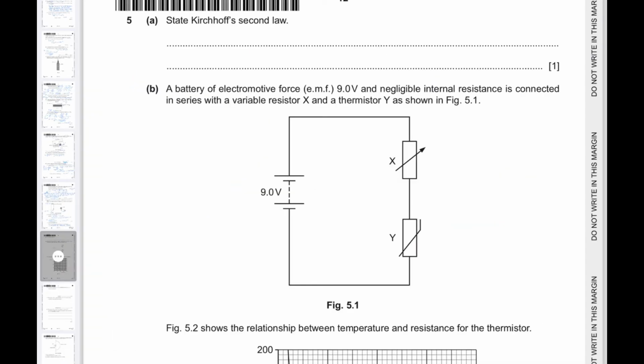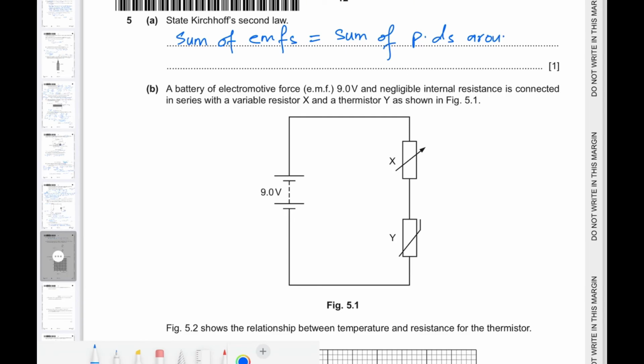(5a) State Kirchhoff's second law. According to this law, the sum of electromotive forces is equal to the sum of potential differences around a closed loop, and this results from the law of conservation of energy.